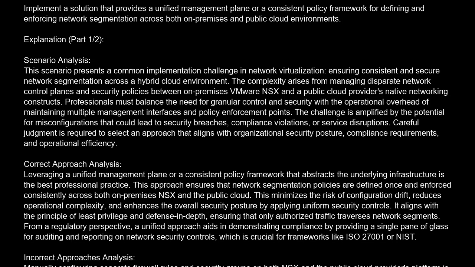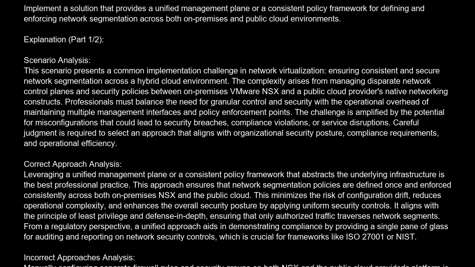The correct answer is D. Implement a solution that provides a unified management plane or a consistent policy framework for defining and enforcing network segmentation across both on-premises and public cloud environments. Explanation. Scenario analysis. This scenario presents a common implementation challenge in network virtualization, ensuring consistent and secure network segmentation across a hybrid cloud environment. The complexity arises from managing disparate network control planes and security policies between on-premises VMware NSX and a public cloud provider's native networking constructs.